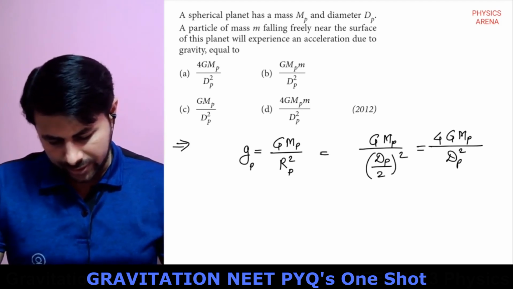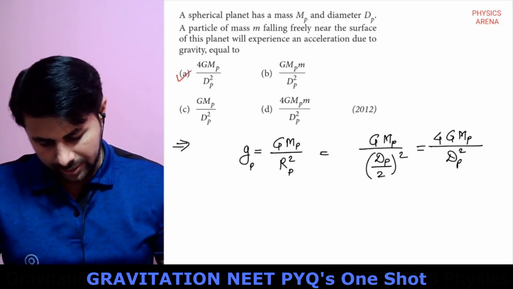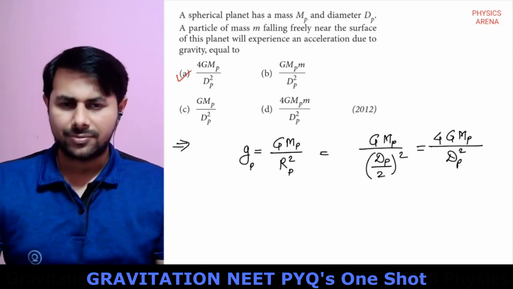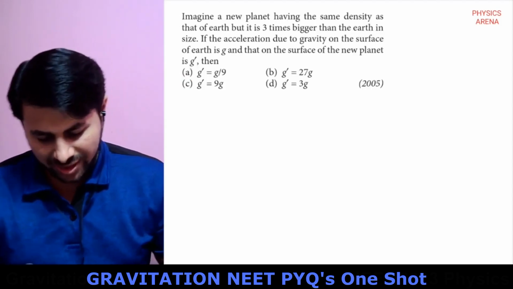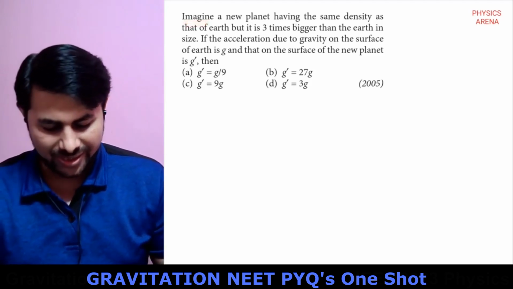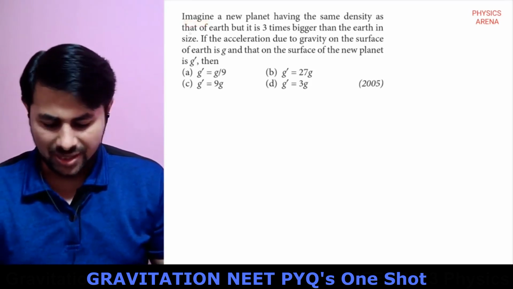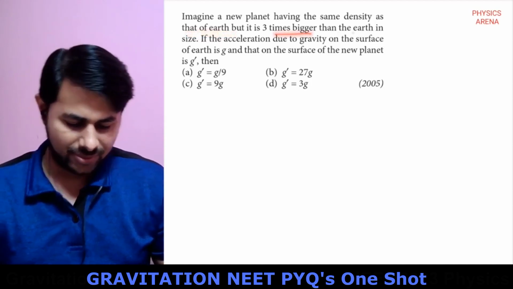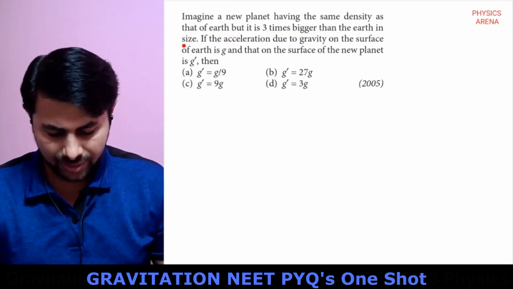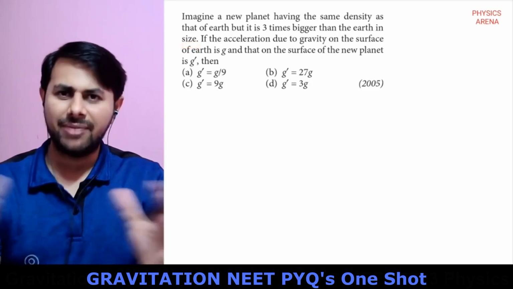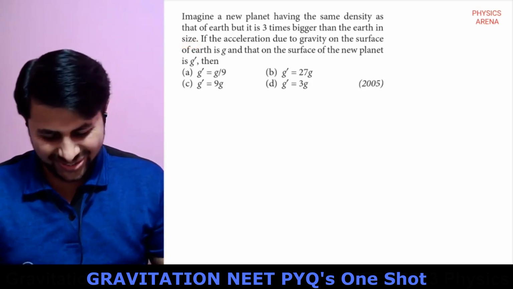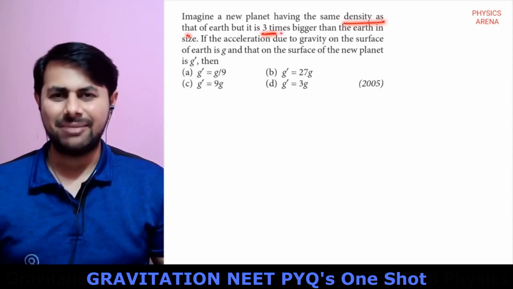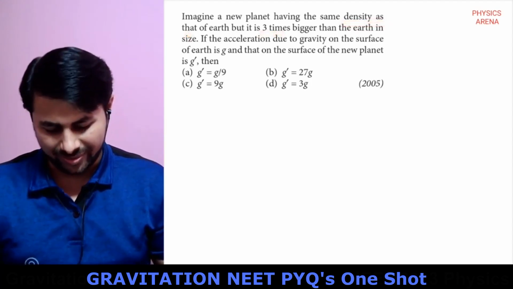Okay, so it's option A, right? This is very simple. Next question: imagine a new planet having the same density as that of Earth, but it is 3 times bigger than the Earth in size. Okay, let's imagine a new planet with the same density as Earth, and it is 3 times bigger than Earth.